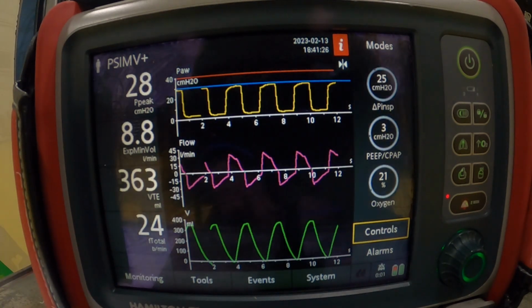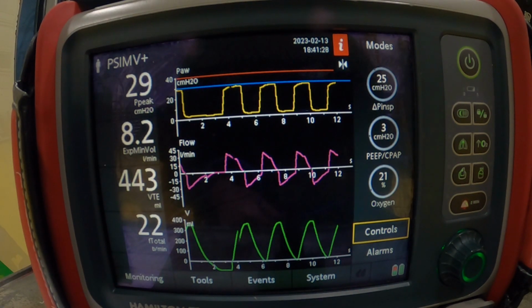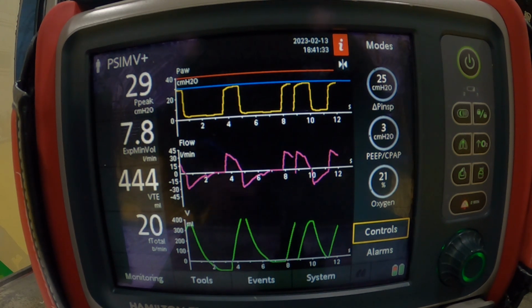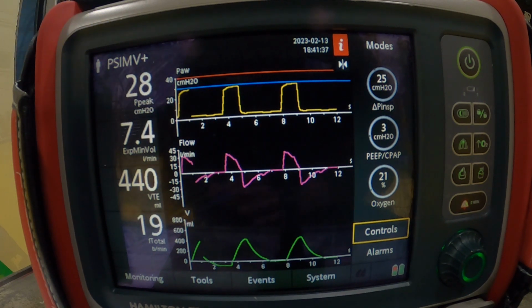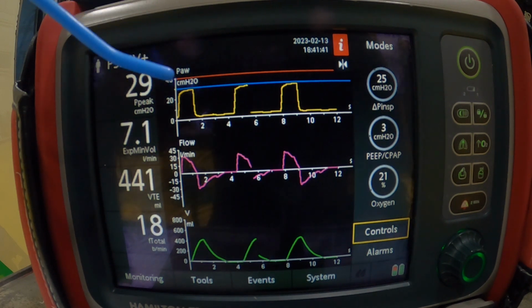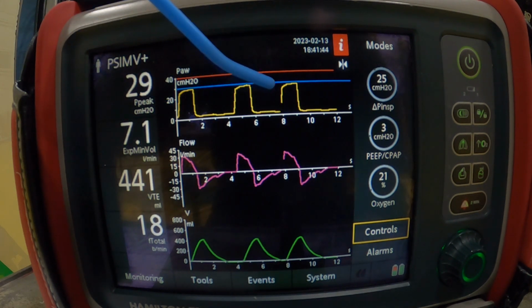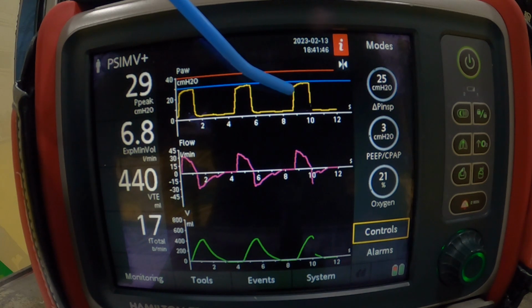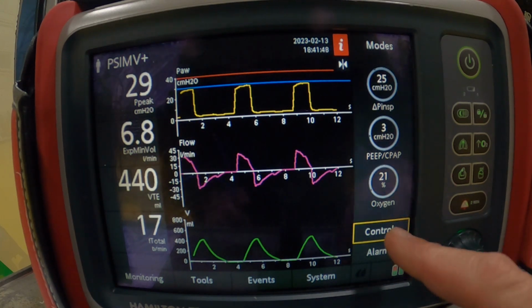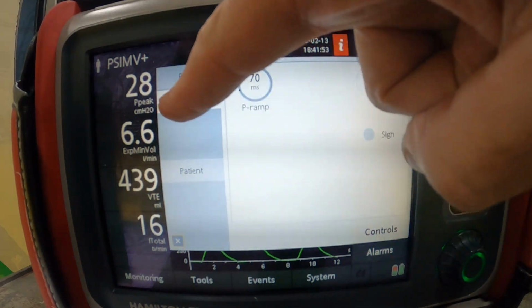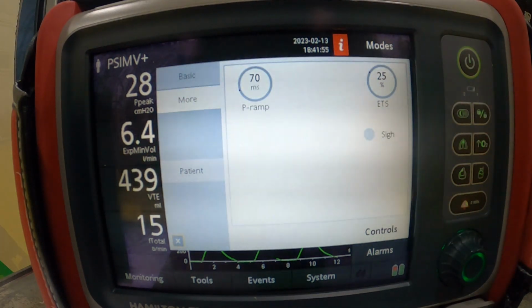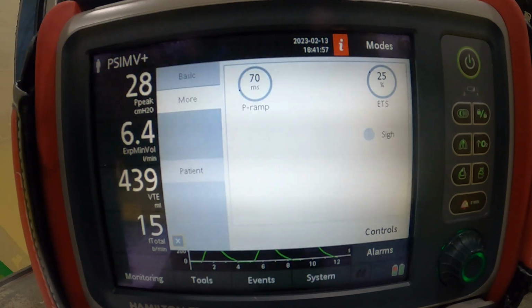So let's go back down to about 14. Back to neutral before the next inhalation. So we're not trapping any air, so that's good. Back up to our pressure waveform. If you look at your top left-hand corner, you can see it's slightly rounded off. We can get that air in, we can deliver that breath a little quicker. So we go to controls, we go to more, and we look at the P ramp right here.